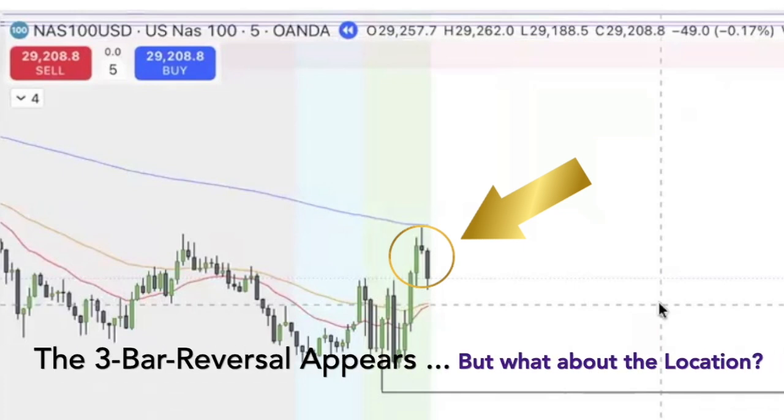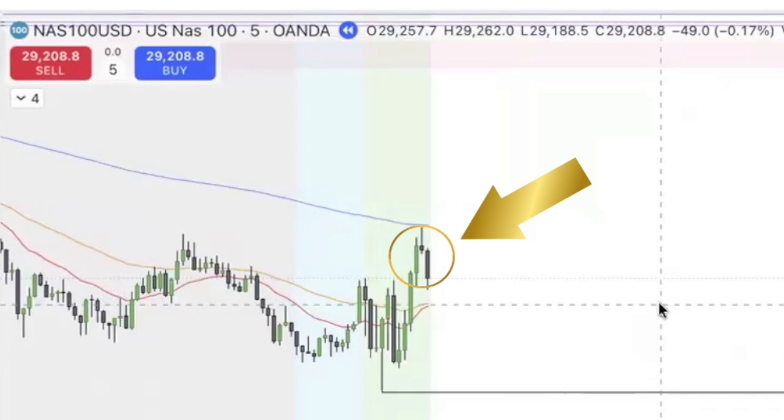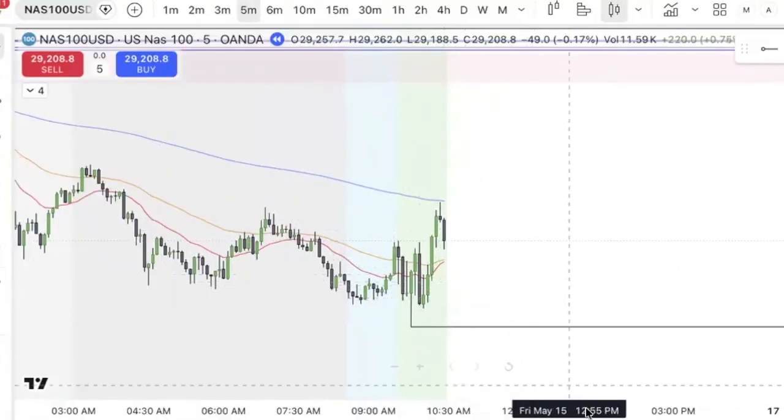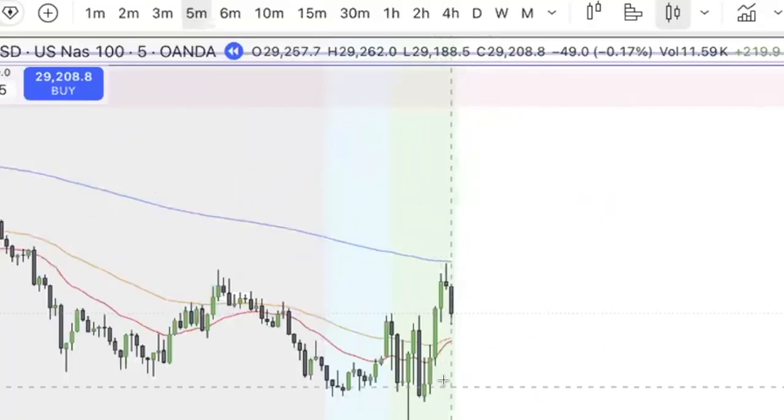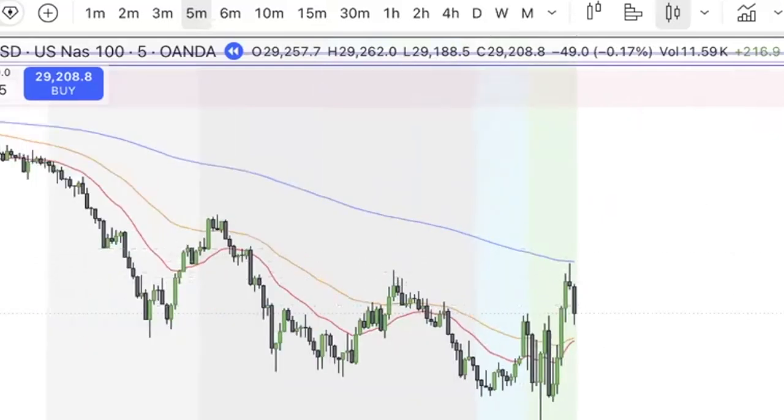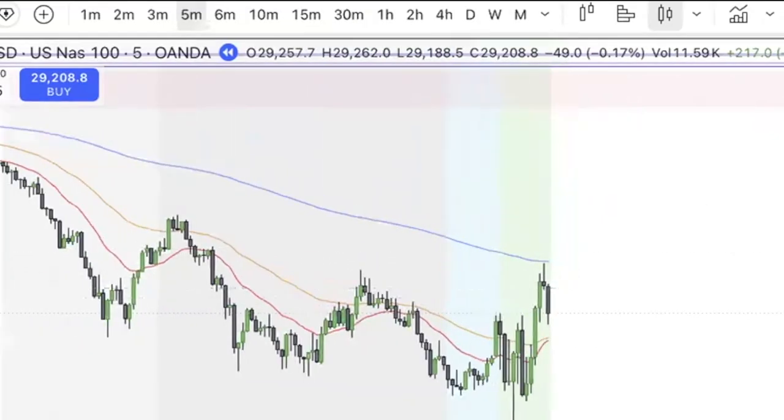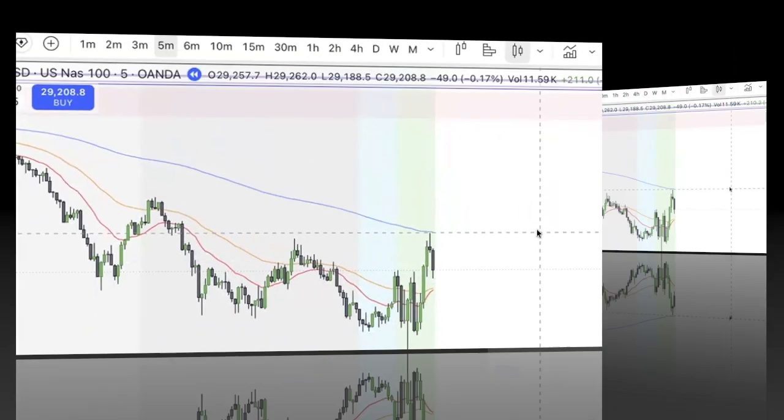Not all three-bar reversals are equal. Sometimes the pattern looks clean, but the entry is still too early because price hasn't reacted from the right location yet. So for me, the candle pattern is just one part of the setup. Before I enter, I want to see where it is happening and also how price is reacting. All right, so in this video, I'm going to show you how I decide if a three-bar reversal is valid or if it's still too early.